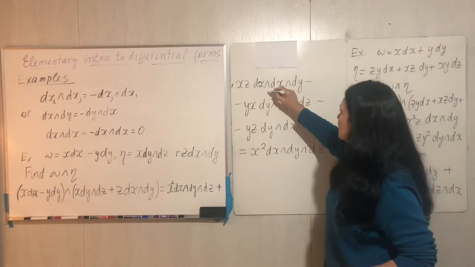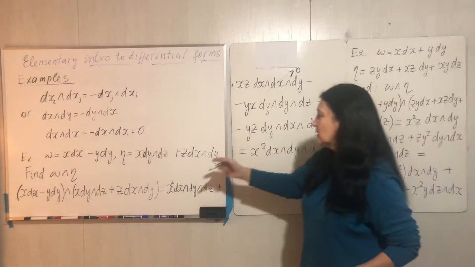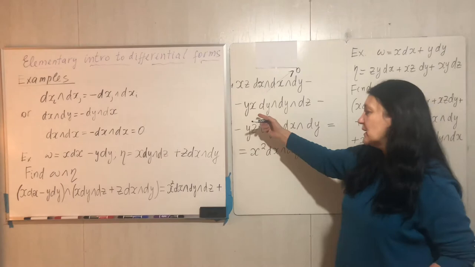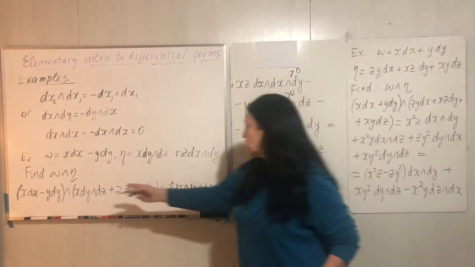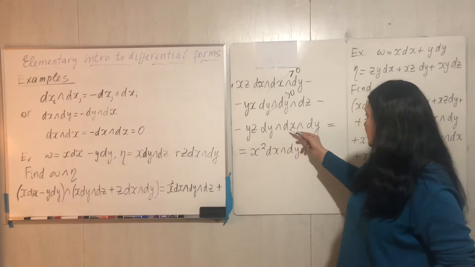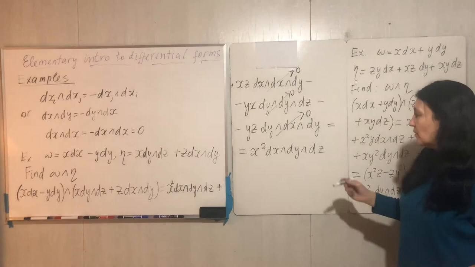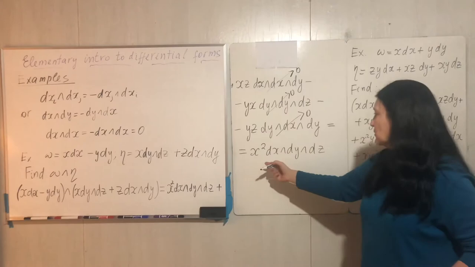And then let's take this one, multiply by the first, we'll get negative yx, and it will be dy, and again dy, dz, so this also is zero. Then we multiply this by that, it would be just yz, and then dy, dx, and dy again, so this is zero. So the only term that we have left is the first one, so the answer will be x squared dx dy dz. So we got this 3 form.